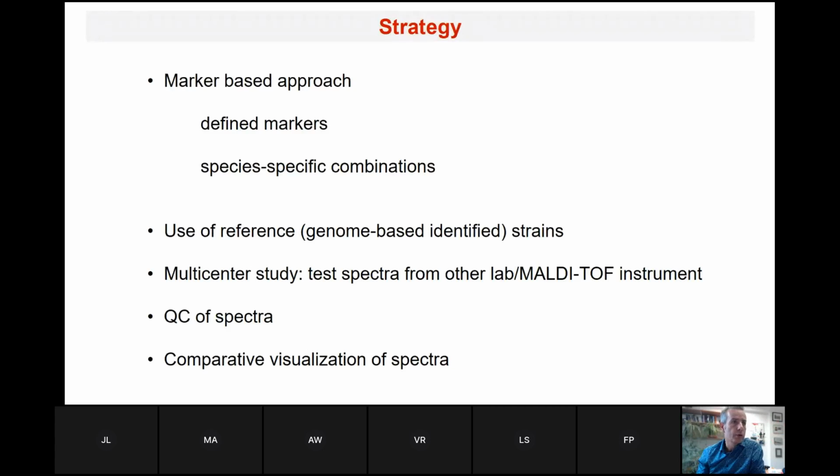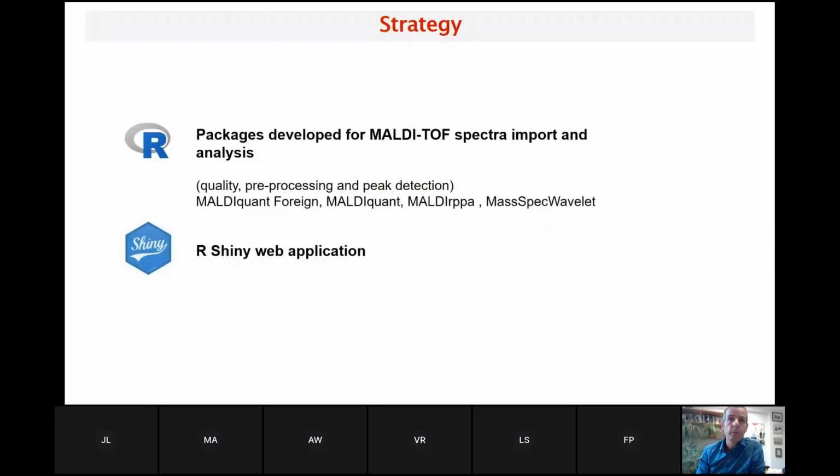To develop this approach, we used a number of strains which were genome-based identified. The design of the study was a multi-center study where we tested the identification capacity from more than one MALDI-TOF apparatus. We used the programming language R, which contains a number of predefined packages. We didn't develop these. These were previously defined, such as MALDIquant, for example, and also the ability from R to develop web applications quite easily using R Shiny.